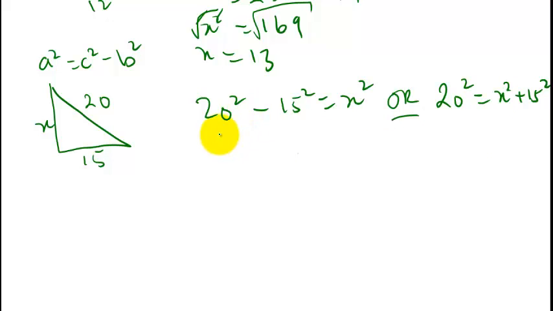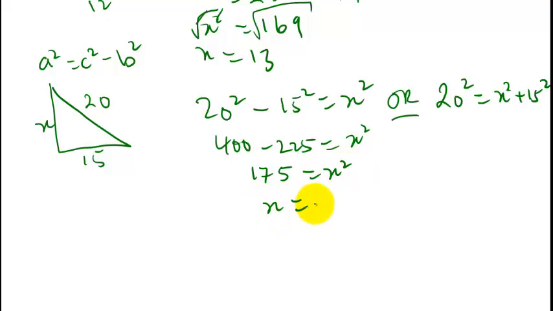So what's 20 squared? That's 400. What's 15 squared? 225. That gives you 175. Then x would equal roughly 13.2. If you want to know the exact answer, which I should give you, it's going to be 13.2. Okay, so I was right.